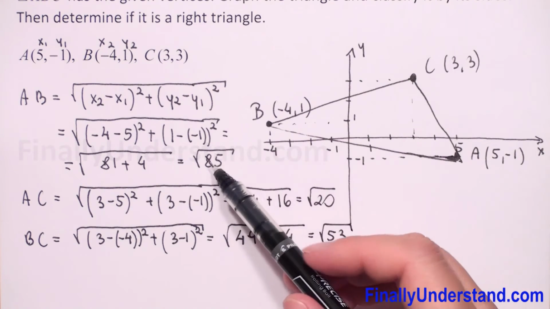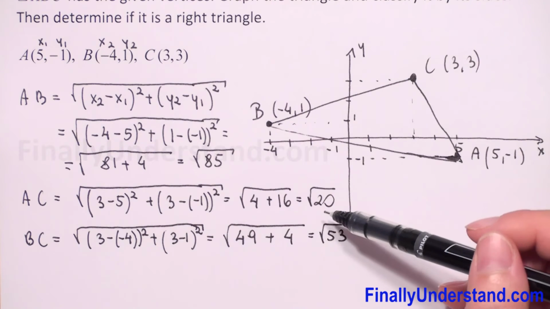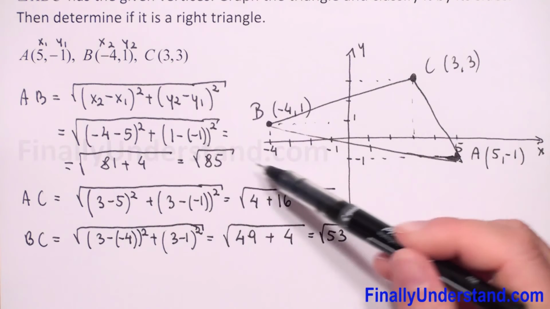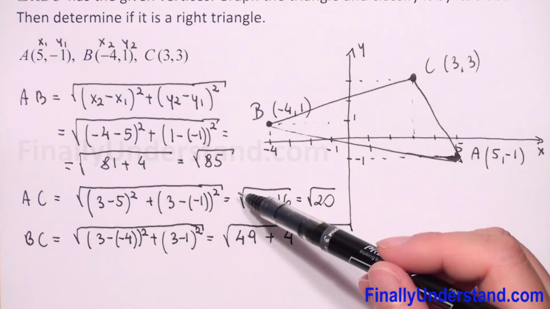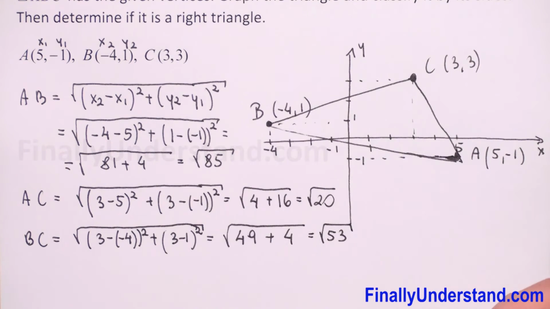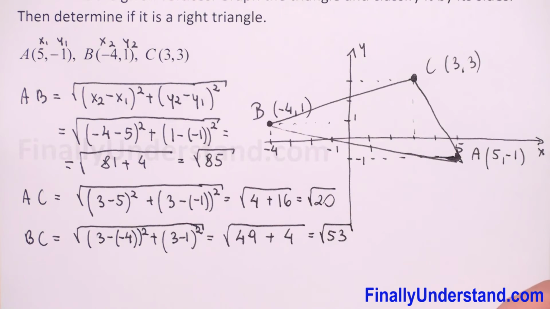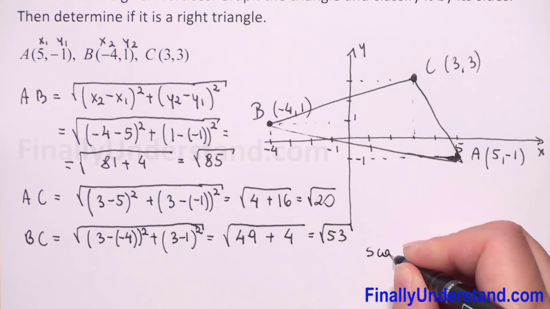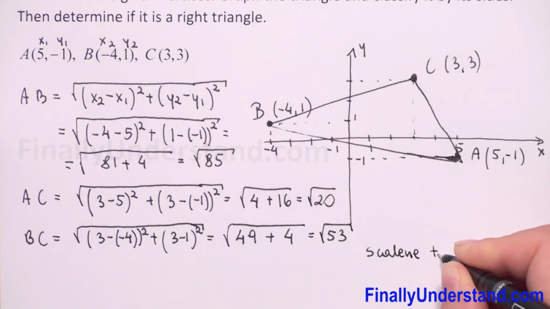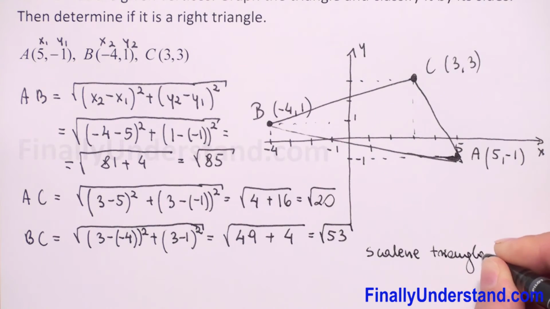We see that we got different values. So every side is different. So our triangle is a scalene triangle because every side is different. We don't have congruent sides. So we have a scalene triangle.